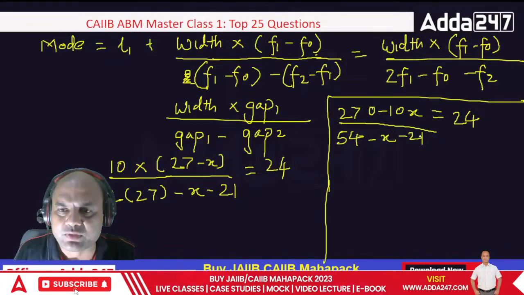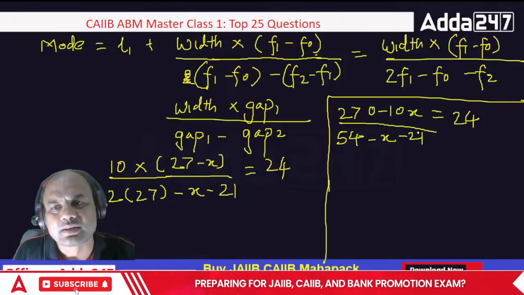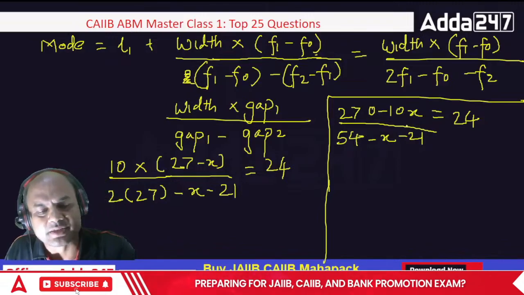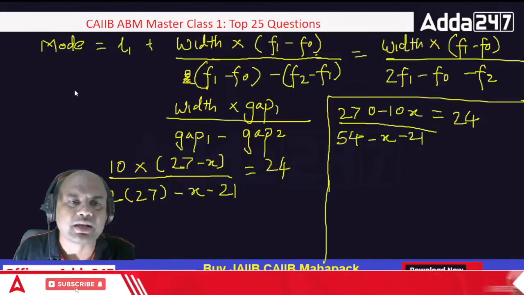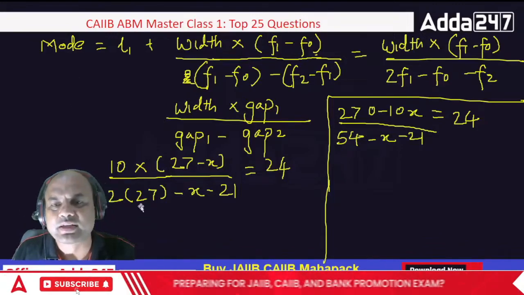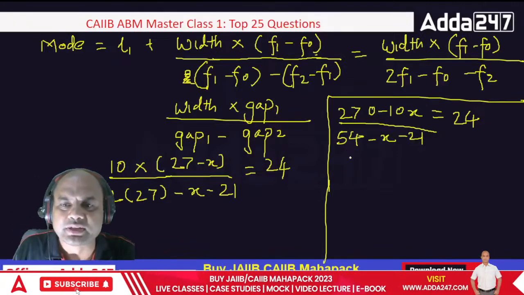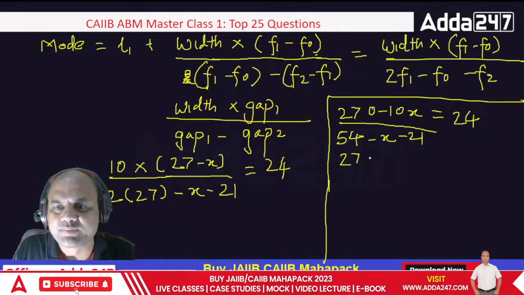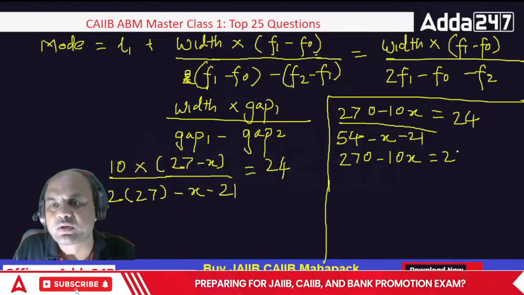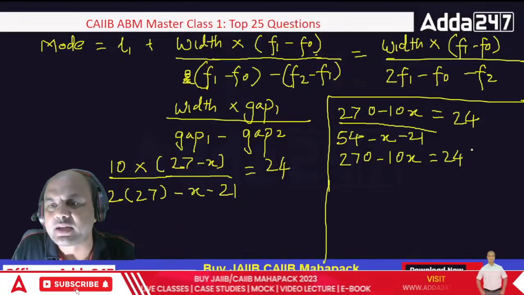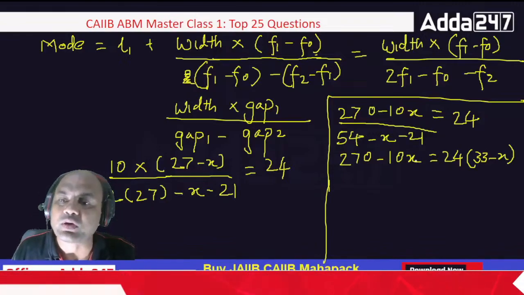54 minus 21 is what? You get, I think so, 33, 20, 31, 41, 51. Yeah, 33, right? So you get it as 33. So go on solving this. Once you go on solving this, you'll get the answer of x as what? Just check this. Who can give me the answer? See here, 270 minus 10x. Let me see how many of you are getting the answer before me. So 24 into 33 minus x.